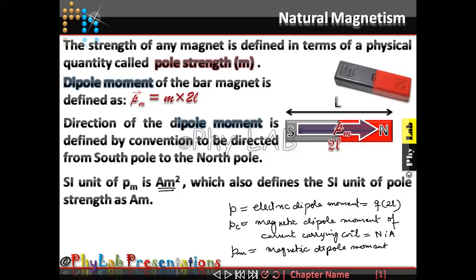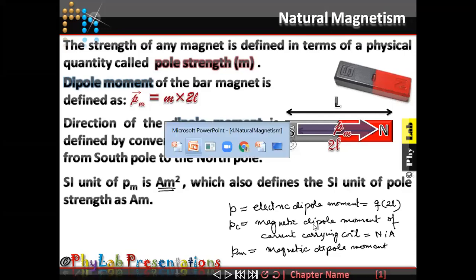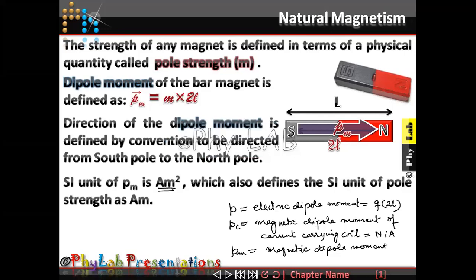Now, up till now, we must be able to conclude that even natural magnetism is a consequence of charges in motion. So whichever charges are in motion, whichever charges are circulating, their effect is a magnetism effect. So when you are talking about any type of magnetism, you need to understand that it is all because of charges. It is one of the effects of charges in motion.